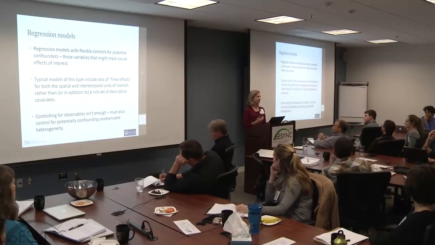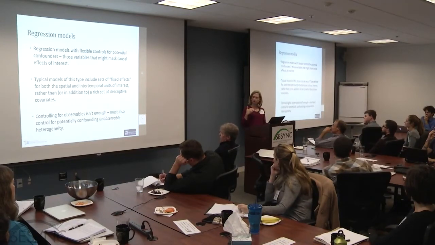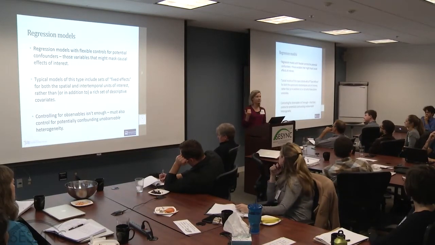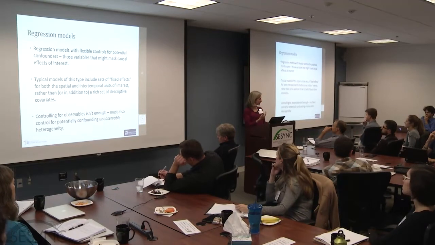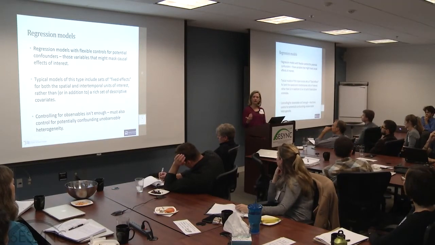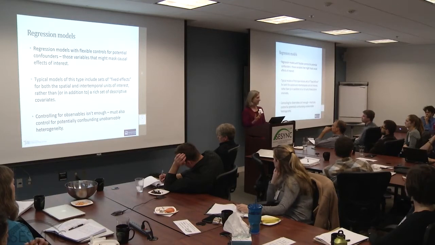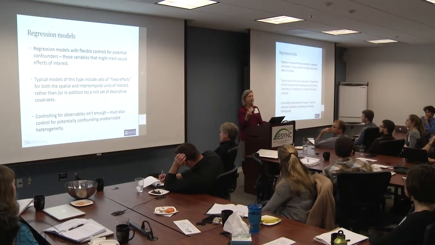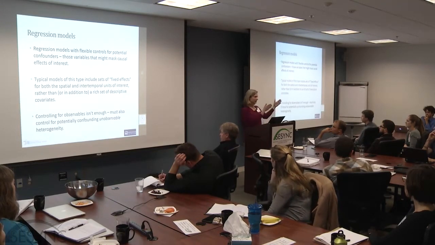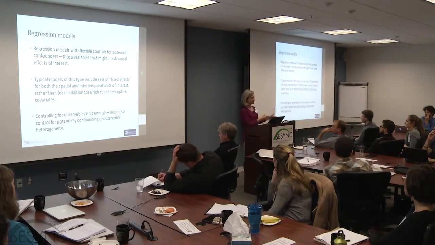So the idea is controlling for observable stuff isn't enough. I should also control for any potentially confounding unobservable heterogeneity. If somebody had a story to tell about a source of water quality impairment that could potentially be correlated with shale gas development, I should be able to tell a story back that says, I don't have a variable in here describing exactly that phenomenon, but I'm as certain as I can be that the variation associated with that phenomenon is not contaminating my estimate of the impact of shale gas development.